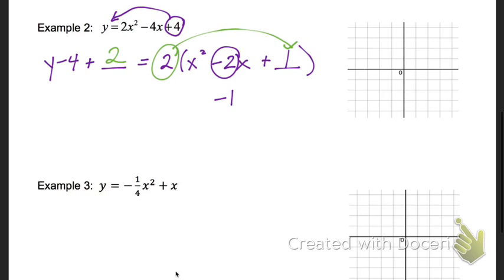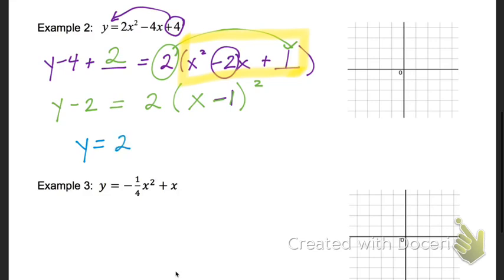So, on the left-hand side, it is y minus 2 equals 2 parenthesis x minus 1 squared. I'm just factoring this, which is always half of your middle term. Then I bring the 2 back over. y equals 2 times (x minus 1) squared plus 2.